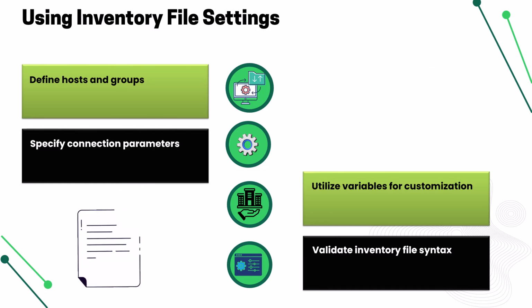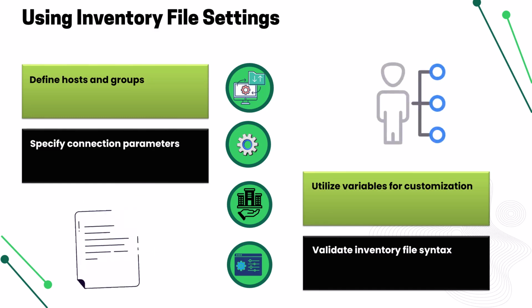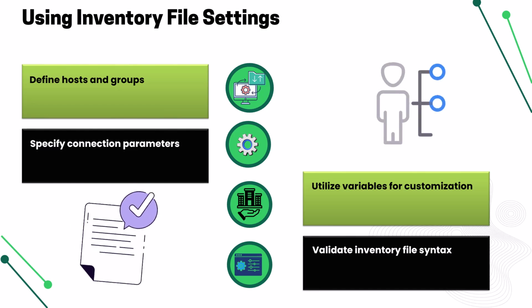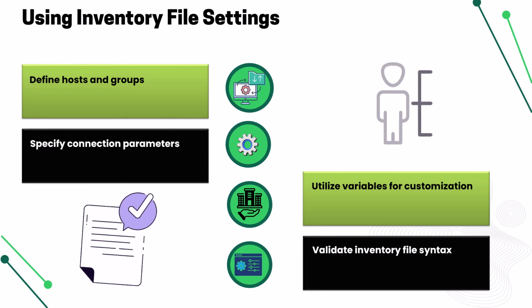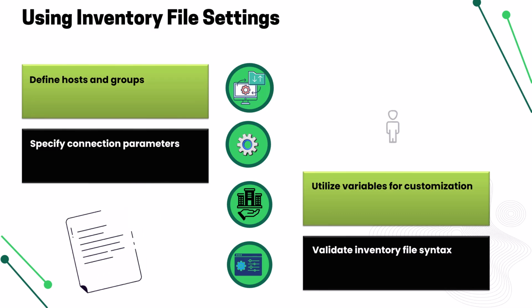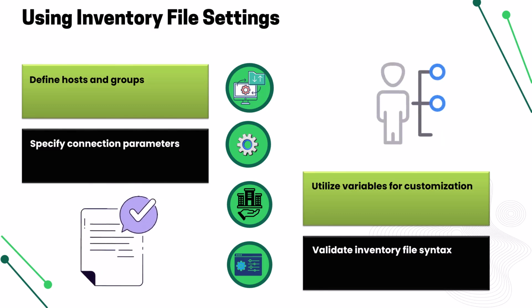Ansible's inventory file is like the guest list for your automation party. You define the hosts and groups to make sure no one is left out. Then specify how Ansible should connect, because blindly knocking on random servers isn't ideal. Variables help tailor configurations, kind of like customizing pizza toppings. And finally, always check your syntax, because one typo, and suddenly your entire infrastructure is a mystery novel.